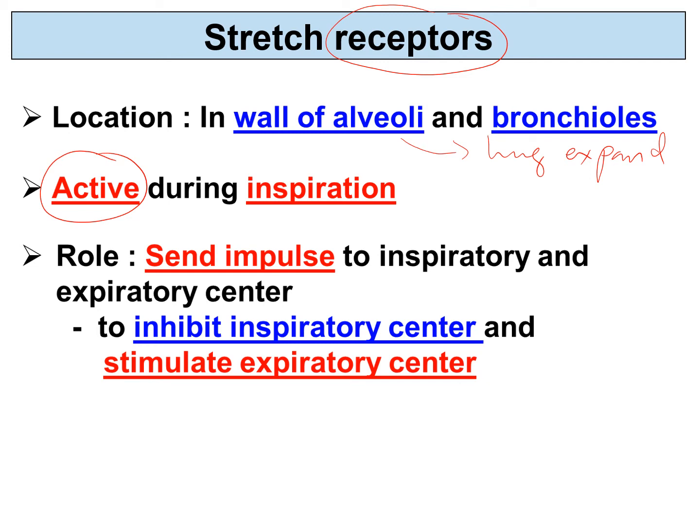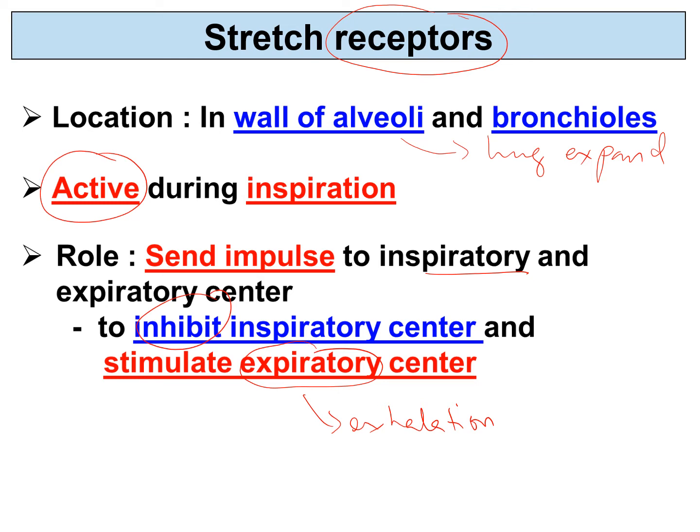When the stretch receptor detects the expansion, it will be activated, then it will send impulses to the inspiratory and expiratory centers. The impulse to the expiratory center will stimulate expiratory for exhalation, and the impulse to the inspiratory center will inhibit it. So we will stop breathing in.